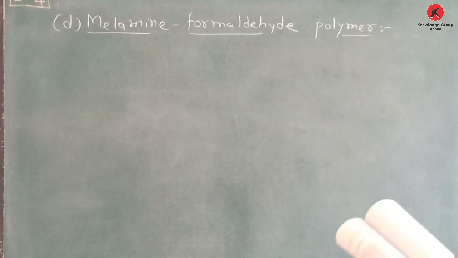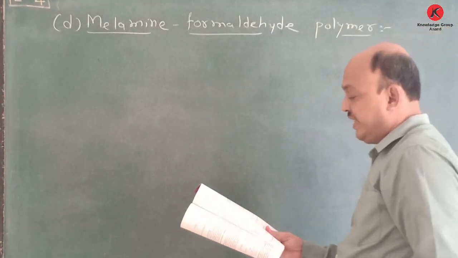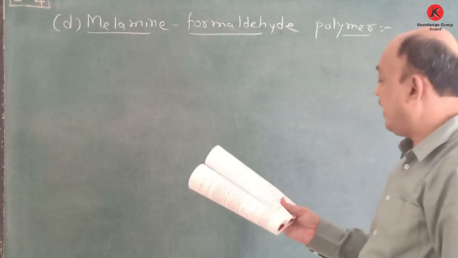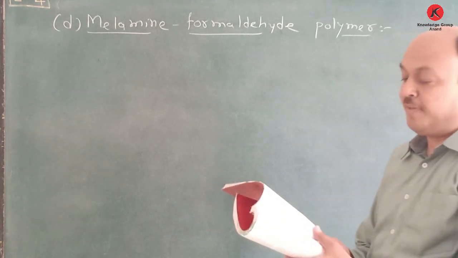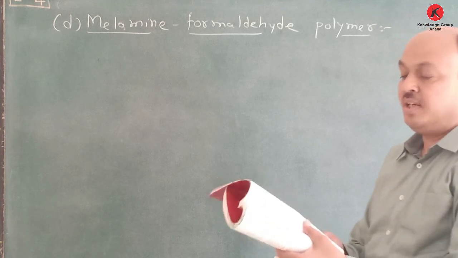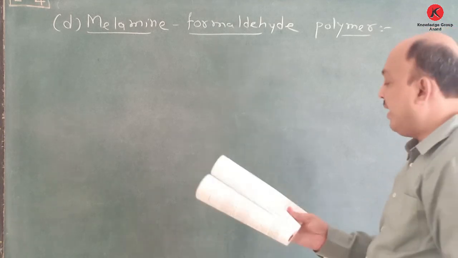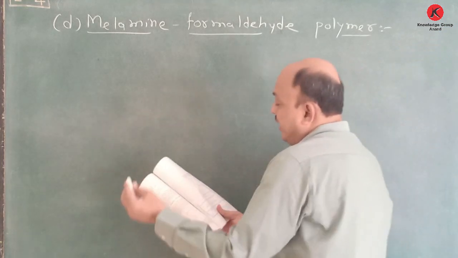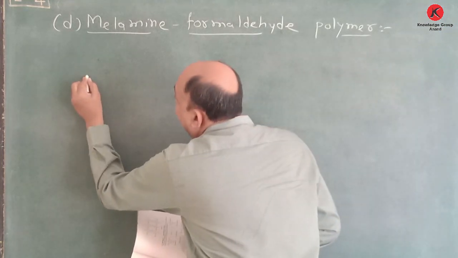And your last polymer according to condensation polymerization reaction is melamine formaldehyde polymers. So the name melamine formaldehyde itself indicates a condensation polymerization reaction between melamine and formaldehyde. So what is the structure of melamine? Just see, it's very easy.